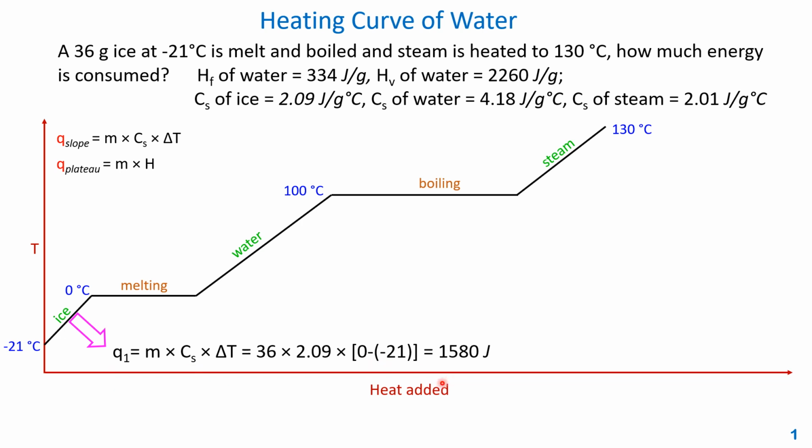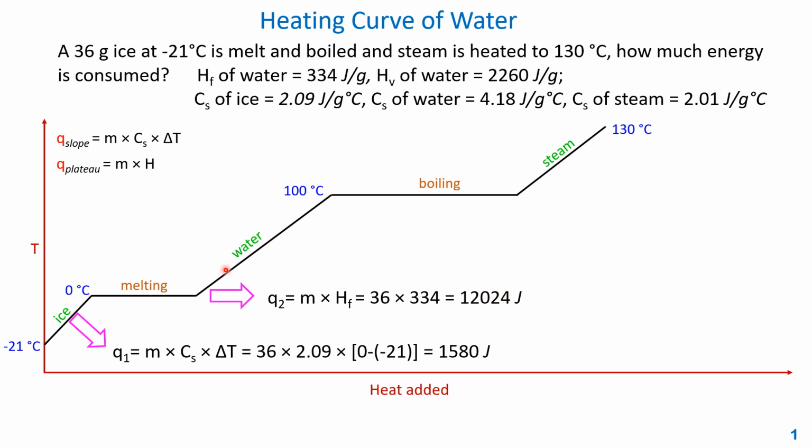The heat absorbed is 1580 joules. The mass is given as 36, and this is the specific heat capacity of ice. So now, for the first step, we have the heat consumed. The second step is the plateau, so we need to use this heat equation: mass times heat of fusion. The mass is 36, and the heat of fusion is 334. So you need 12,024 joules to melt this 36 grams of ice.